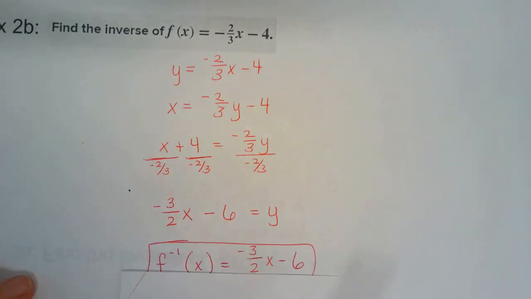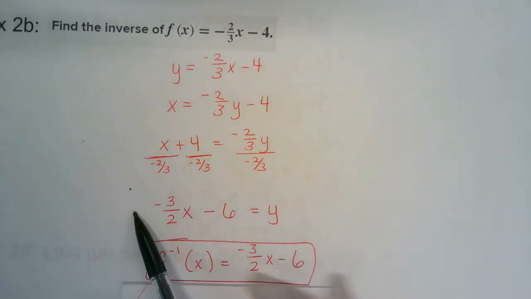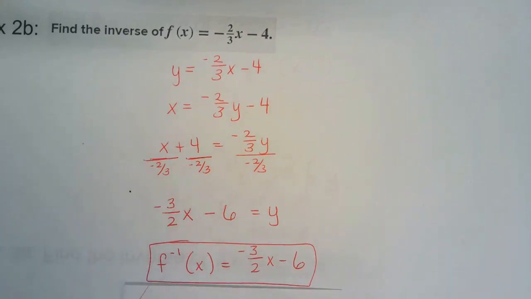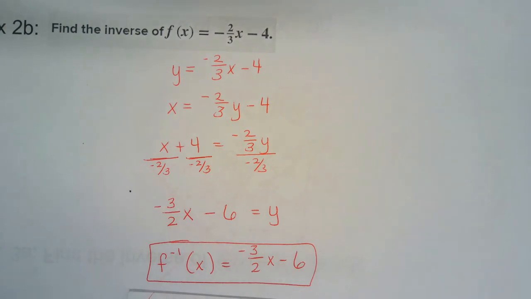So now you can switch it around and put the y on the other side, and you can swap out that y and put the inverse. So the inverse of f would be negative 3/2 x minus 6.